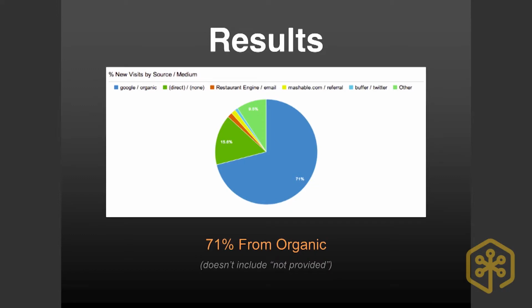This next pie chart shows 71% come from organic sources. I actually think it's a little bit more than that, because that doesn't include not provided. There's another 15% that are direct visits. So again, the vast majority comes through organic Google search. We're number one for all of our key phrases that really matter for Restaurant Engine. And this has basically resulted in our first 100 customers and growing.